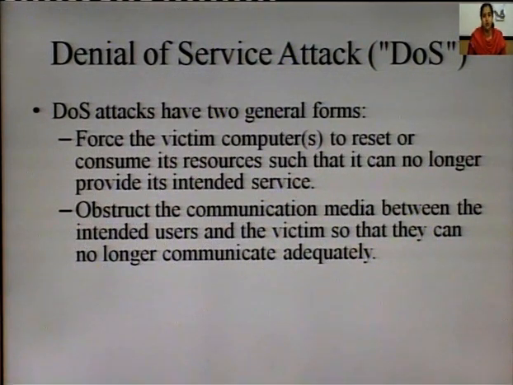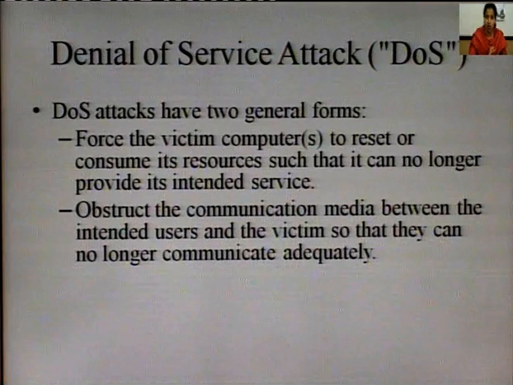The other is to obstruct the communication media between the intended user and the victim so that they can no longer communicate adequately. So basically this is a denial of services attack on the network so that no two people can communicate with each other.